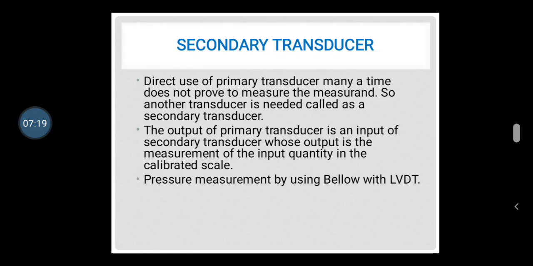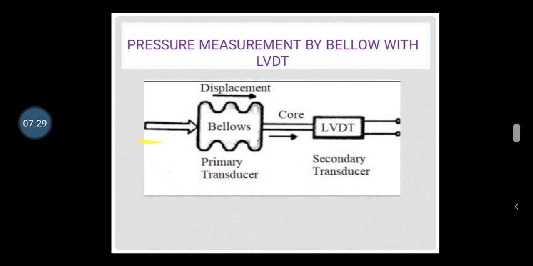The output of a primary transducer is an input of the secondary transducer, whose output is a measure of the input quantity in the calibrated scale. Pressure measurement by using a bellow with LVDT. Well, यहाँ पे आपको दिखाई दे रहा है प्रेशर हम मेजर कर रहे हैं बाय यूजिंग अ बेलो. सो दैट्स वाई यहाँ पे बेलो कौन है? बेलो इज अ प्राइमरी ट्रांसड्यूसर.